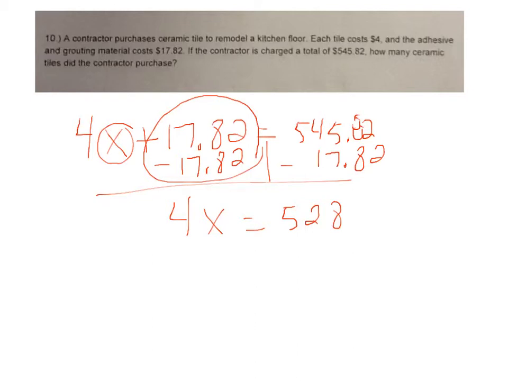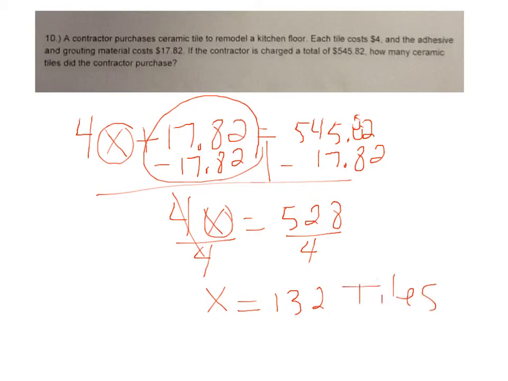528. We want to still get this x by itself, so we've got to undo the multiplying by 4, which is the divide by 4, which you do one side, you got to do the other to keep it balanced. 4 divided by 4 is 1, so that we're left with just 1x on the left. And on the right, that ends up giving us 132 tiles that the contractor can purchase.